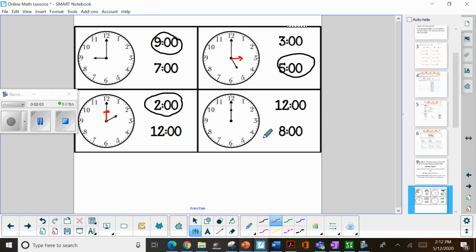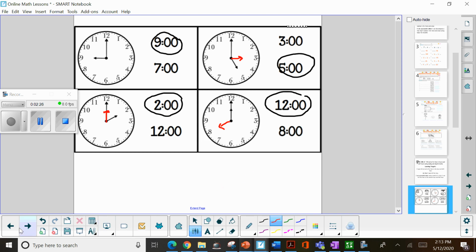Last one for the hour is this clock. The minute hand, the longest hand, is on 12. The hour hand is also on 12, so this is 12 o'clock. If it was 8 o'clock, the hour hand would look a little bit like that.